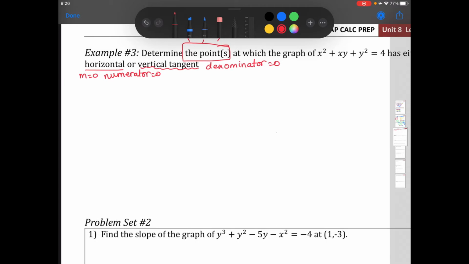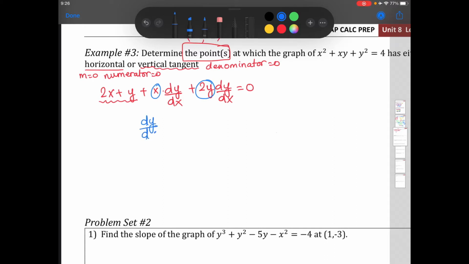So it's going to be 2x plus, and I'm going to use the product rule here. It is going to be y plus x times the derivative of y, which is just 1 times dy over dx, plus 2y dy over dx equals 0. Derivative of a constant is 0. I'm finding the dy over dx, right? So I am going to move these two terms onto the other side, and also I'm going to factor out the dy over dx.